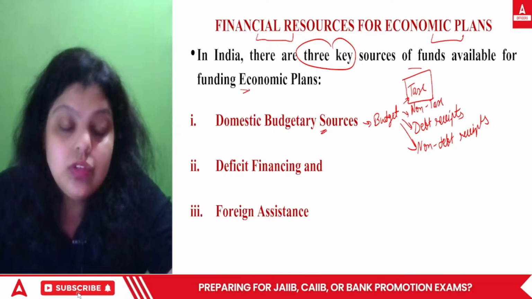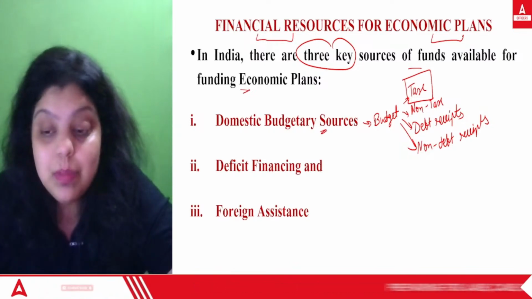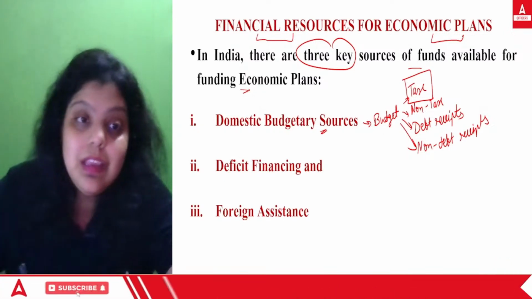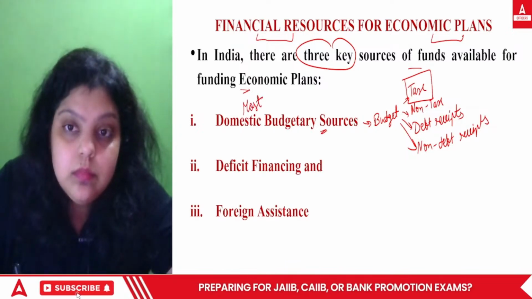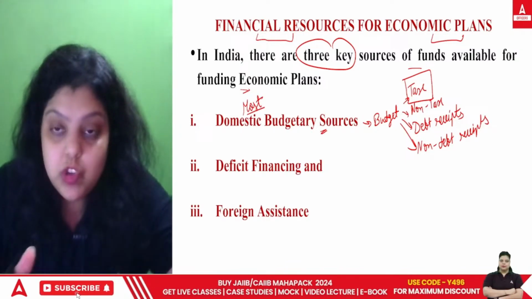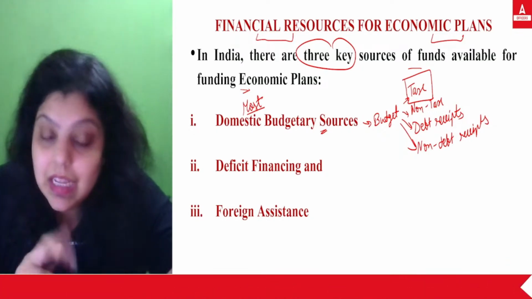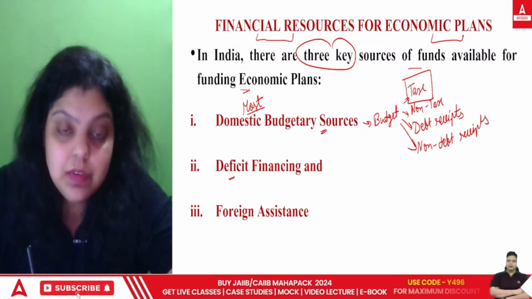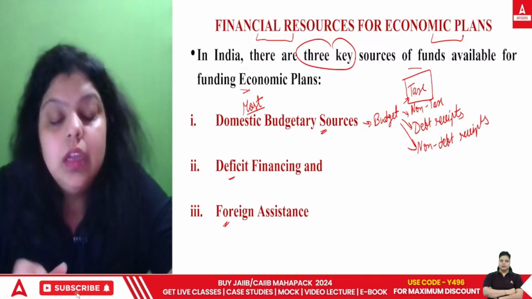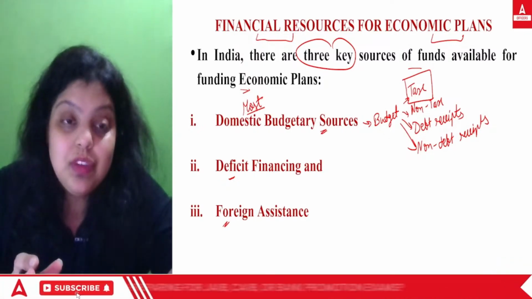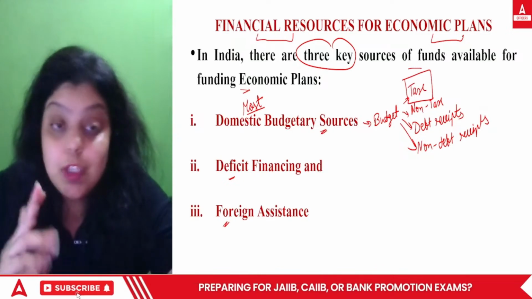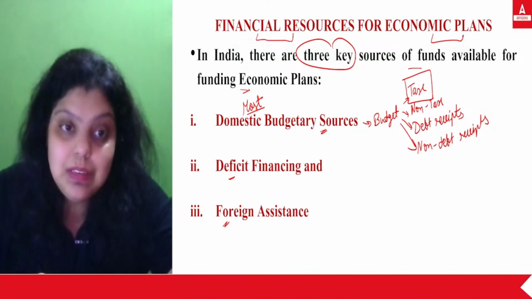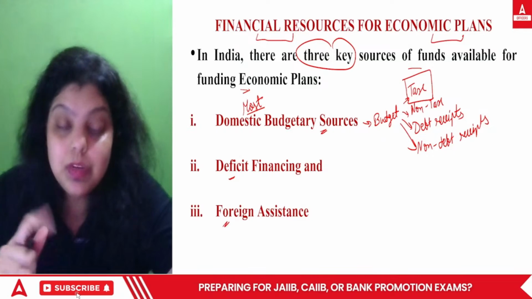So domestic budgetary sources are the sources in which the government is earning money from the budget. And this is most of the funds which are available for the funding of economic plans; that comes from the domestic budgetary source. The second way to earn money is deficit financing, and the third is foreign assistance. So they are in the same sequence. The first is domestic budgetary source, second is deficit financing, third is foreign assistance. Do remember the sequence, because on this sequence, in October 2023, one question has been seen. So this is also one question that can be asked from this particular slide.